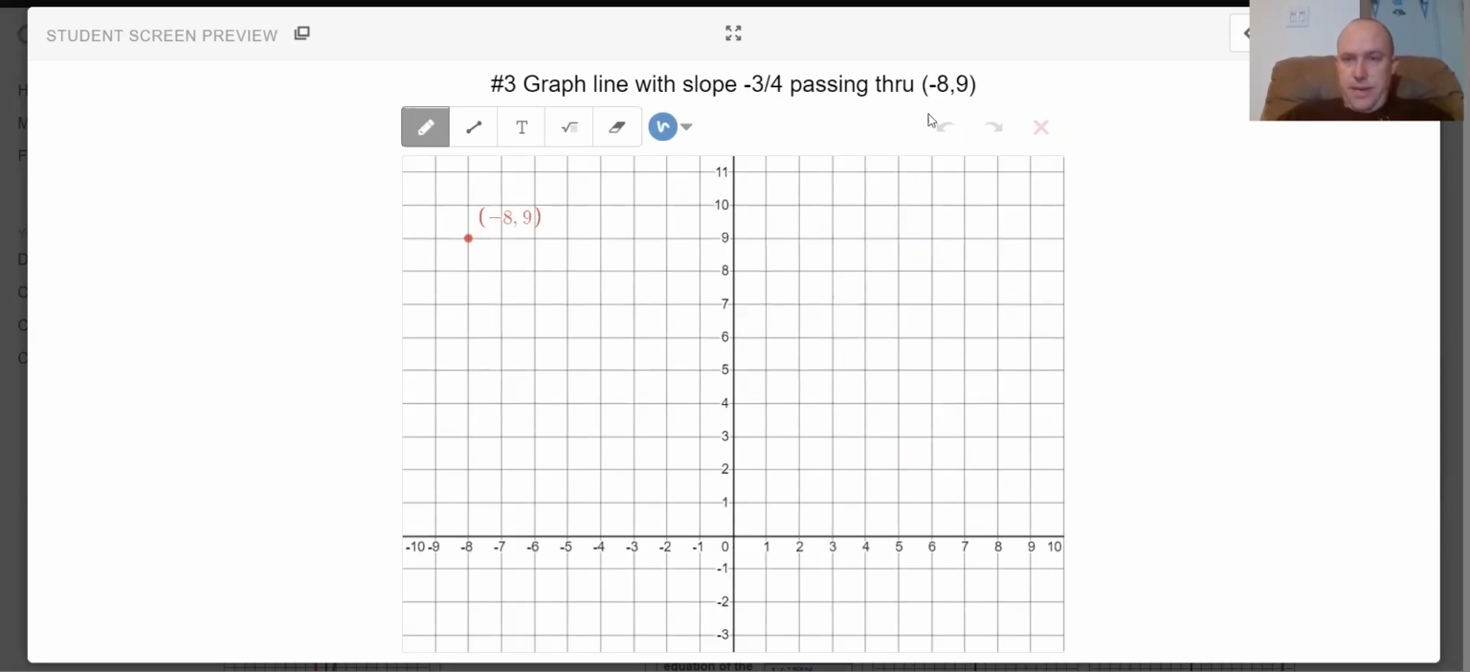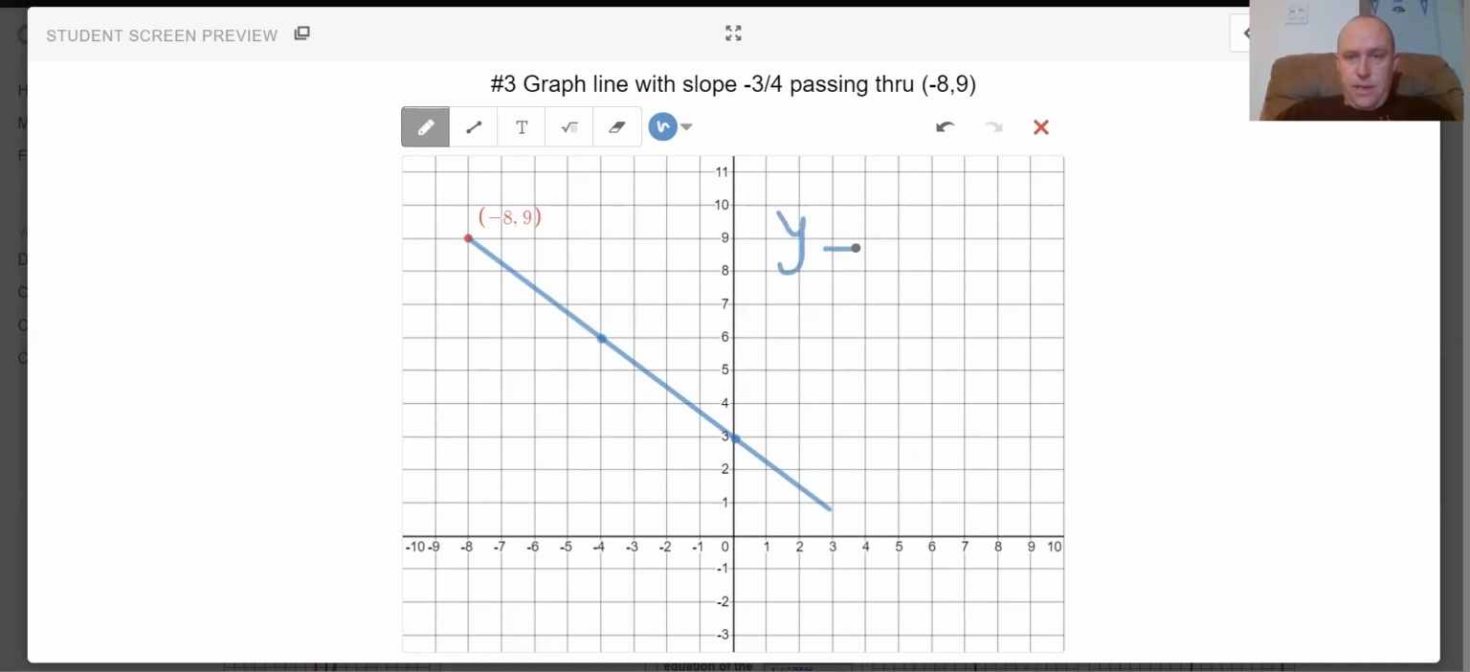Negative 3 quarters goes to negative 8, 9. So negative 3 quarters means I go down 3 and across 4. Now I'm moving towards the axis this time, so I'm not doing opposites. I'm just going to keep going. Down 3, across 4, and there you go. You can see my intercept is 3. And that's how I'm going to write my equation then.